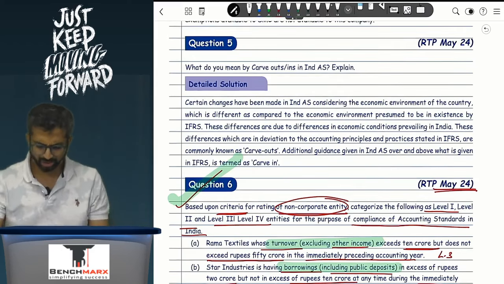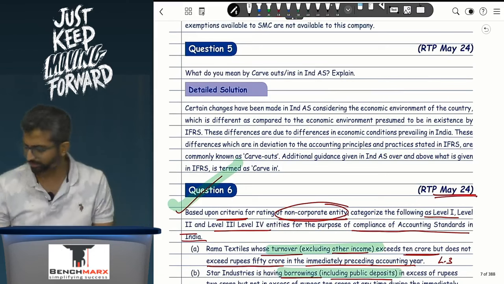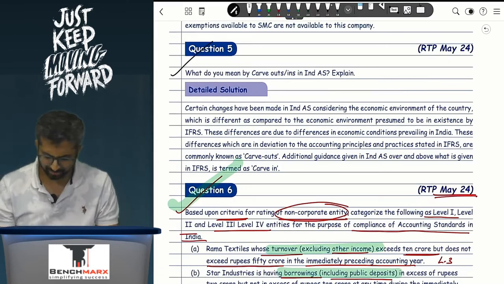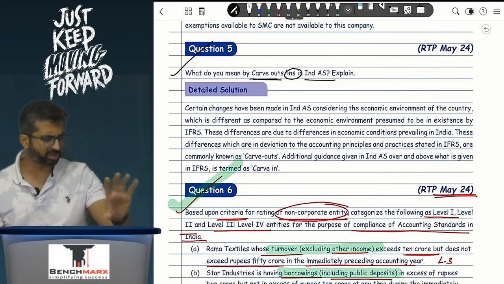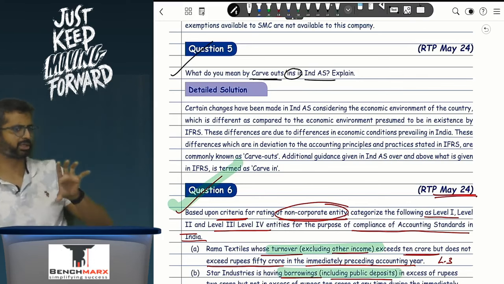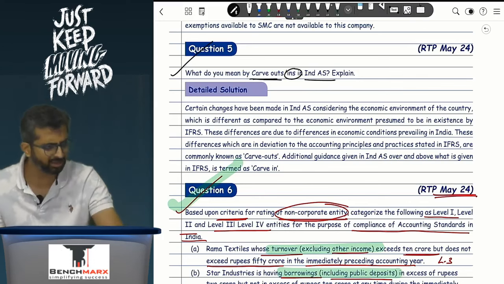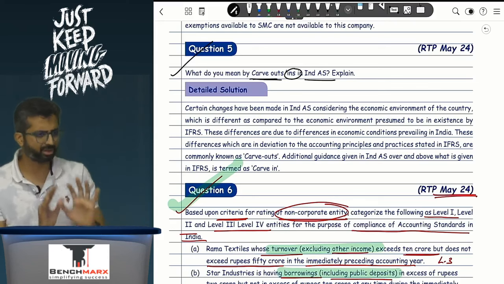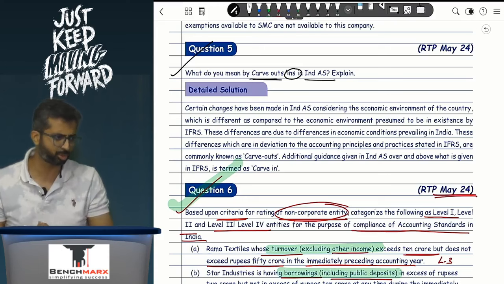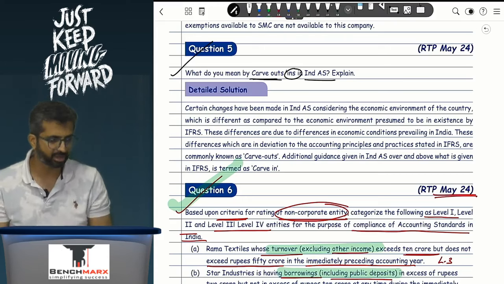Okay. So what does question number 5 ask you? Question number 5 says, what do you mean by carve outs or carve ins as per Ind AS? Carve outs would mean certain things which are there in IFRS, we are removing them and putting our own guidance. It is a carve in. What we are carving in is our guidance. What is carved out is the guidance which is being removed. Additional guidance that we are giving.